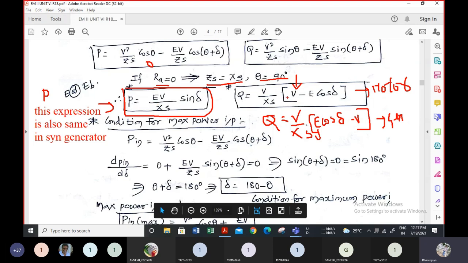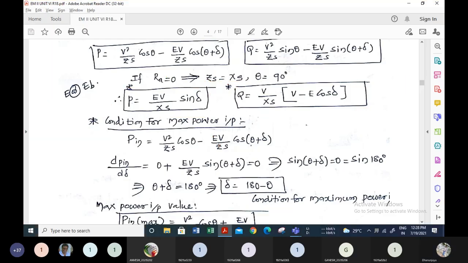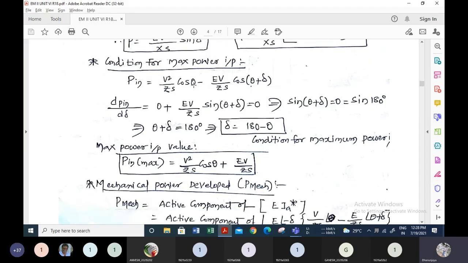This is the expression for active power and reactive power simplification when Ra is assumed as approximately 0. In most cases, the resistance of the machine will be very small, in the range of 1 or 2 ohms. Even when you measure in your labs, the resistance of a big alternator will be 1 to 3 ohms, not more than that. Most of the time the machine is inductive in nature, so the total impedance will be almost equivalent to the inductive or synchronous reactance. So now coming to the condition for maximum power input.